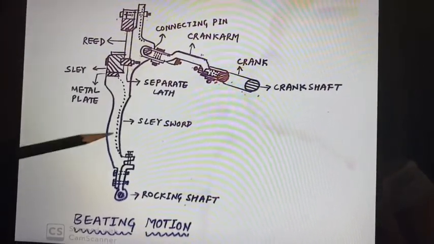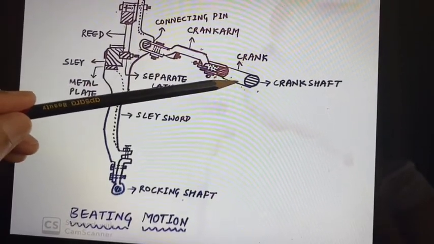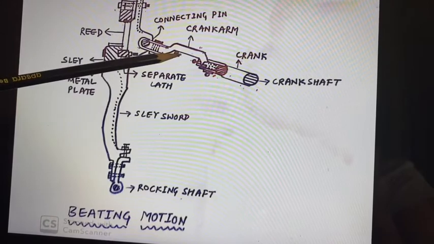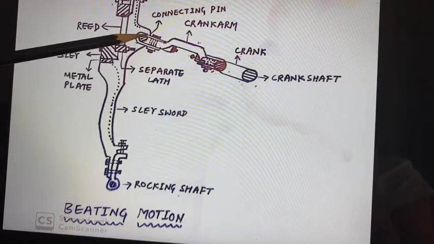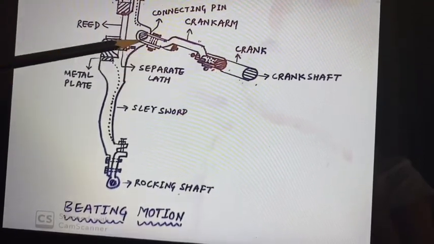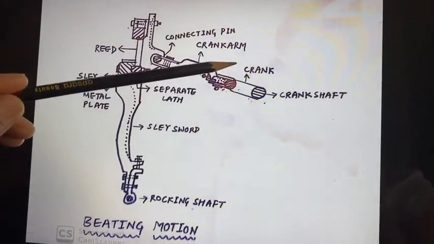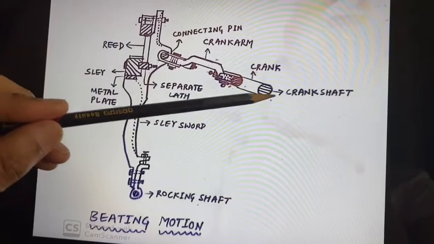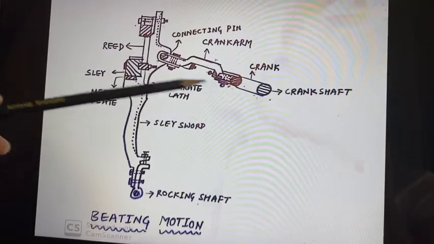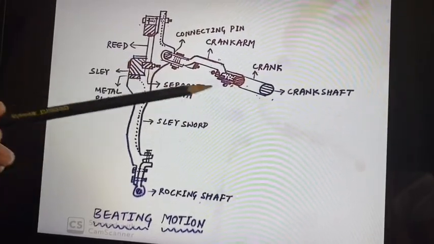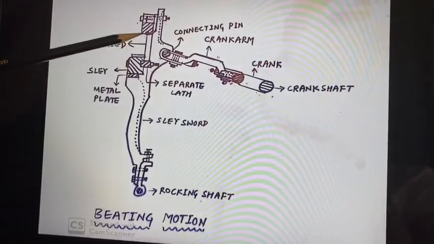Now see how it works. When the crankshaft revolves, the crank is revolving, and motion is transmitted to the crank arm, and the crank arm transmits motion to the sley sword. So when the crank is moving forward, the sley sword is moving forward with respect to the rocking shaft. When the sley sword moves forward, the sley is moving forward, and so the reed is moving forward.